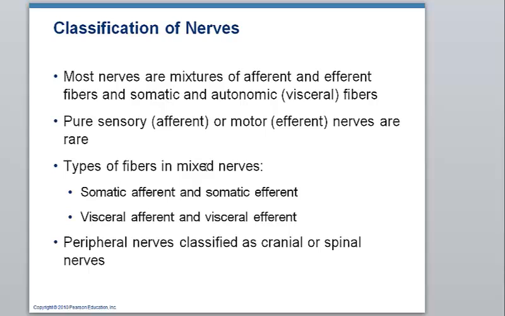The neurons are classified based on what kind of information they carry, okay? If they carry just sensory information, they're pure sensory or afferent nerves. If they carry pure motor, they're pure motor or efferent nerves. Nerves with pure axons running through them are very rare. We usually have mixed nerves, like your spinal nerves that we described, right? So mixed nerves are of different types: somatic afferent, somatic efferent, visceral afferent, visceral efferent. Again, peripheral nerves are classified as cranial and spinal nerves. Spinal nerves are all mixed nerves, whereas in your cranial nerves, you do have pure nerves, which we are going to discuss later.